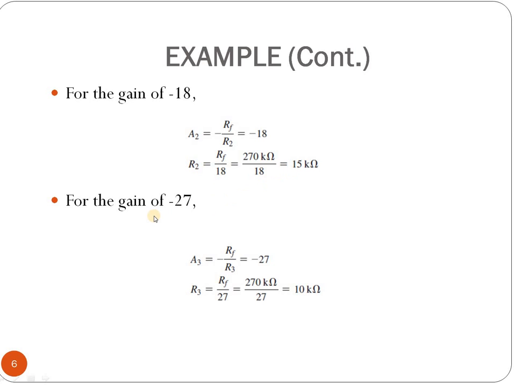And finally the third one, the gain is -27, that's when it is also an inverting amplifier. So the calculation will be A3 = -Rf/R3, and that equals -27. So the unknown parameter is R3. If you put in the values, we will get 10 kilo ohm.